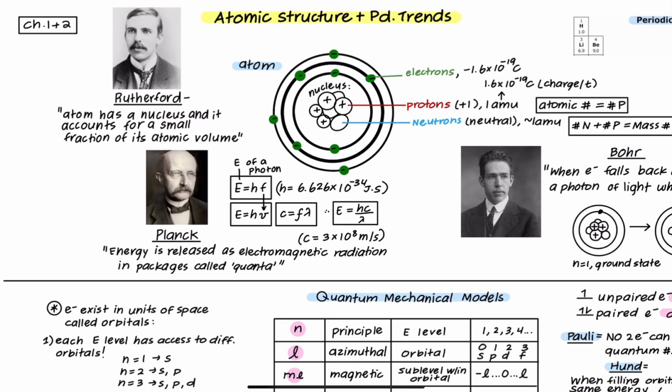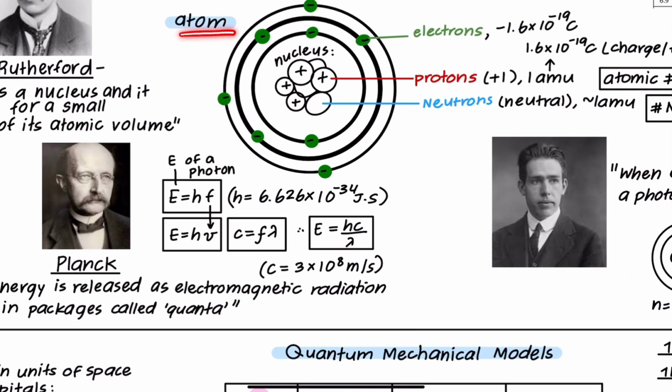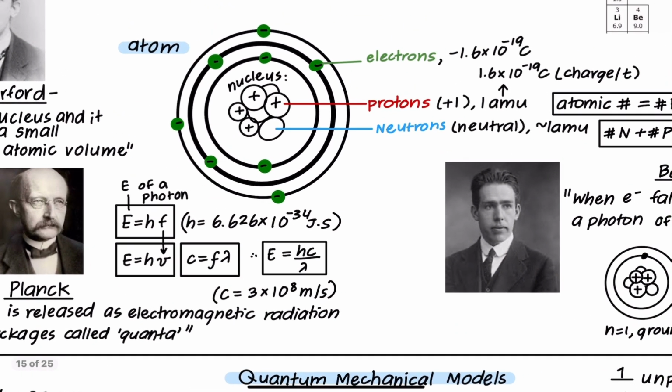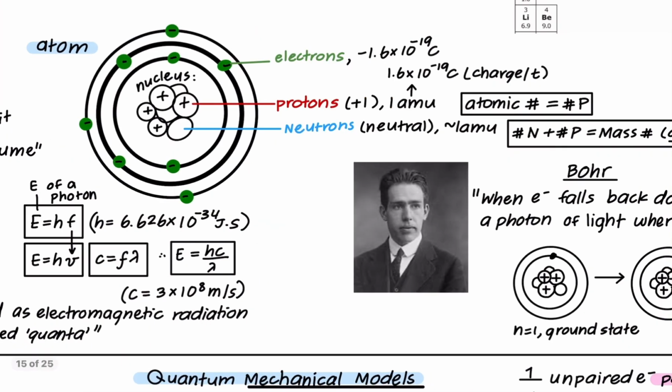We're going to start a discussion by talking about the atom. So here I've labeled the parts of the atom. The nucleus, of course, has protons and neutrons. Protons are positively charged and 1 atomic mass unit, or 1.6 times 10 to the negative 19 coulombs. Remember that a coulomb is just the charge per unit time. Neutrons are neutral. They are about 1 atomic mass unit.